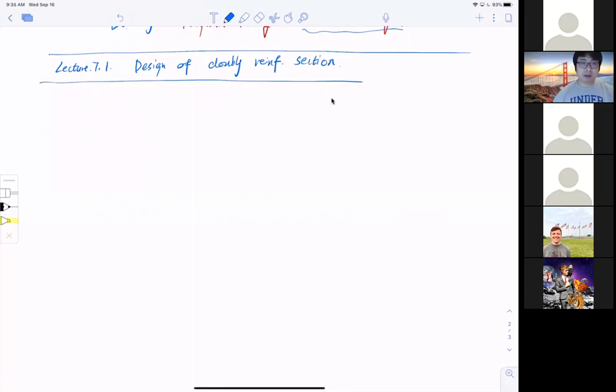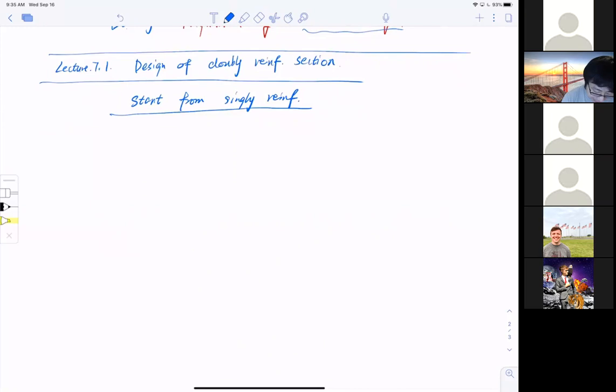To design a doubly reinforced section, we start from a singly reinforced section. We need to know whether the singly reinforced section will work. If it doesn't, we go to doubly. If it works, we're fine.